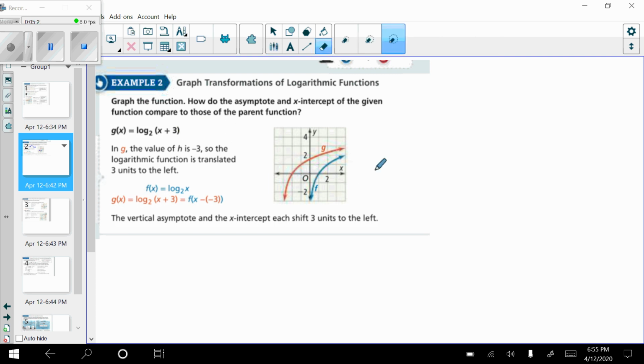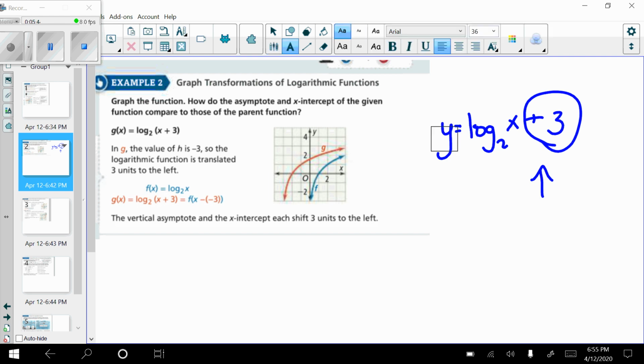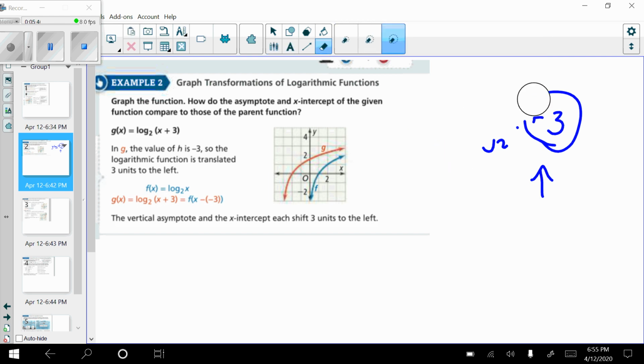So all the stuff that we've done in the past. So if I have y equals log 2x, and then we have a plus 3. It's not inside the parentheses, so that is going to move it up 3. So all the stuff that we've done, I told you at the beginning of the year, I wasn't kidding. If you understand this concept, it's going to help you throughout this entire process.